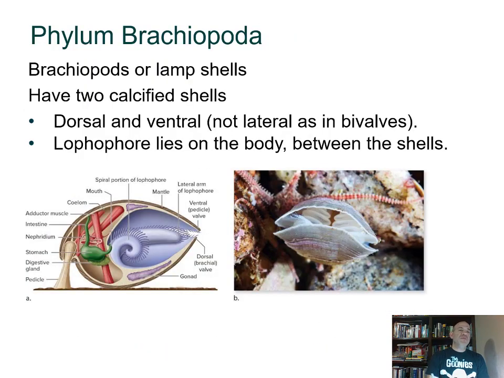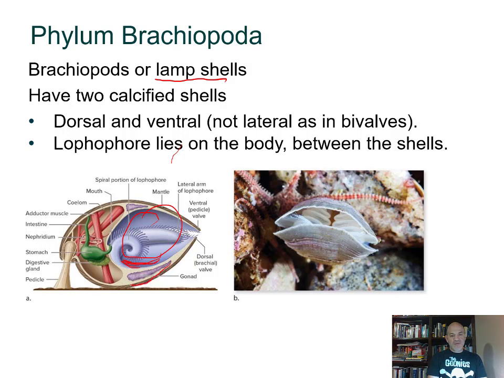Then we have the Brachiopoda. These are sometimes called lamp shells or brachiopods. They kind of look like clams, but there's a difference here. The clam has left and right shells, whereas a brachiopod has a dorsal and ventral shell. So they have a top and bottom shell instead. And within the shells here, you can see the lophophores there within this area. And the lophophores sit on top of part of the body. So here's part of the body there.